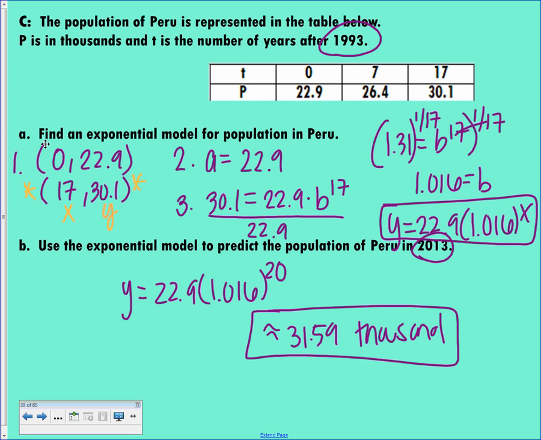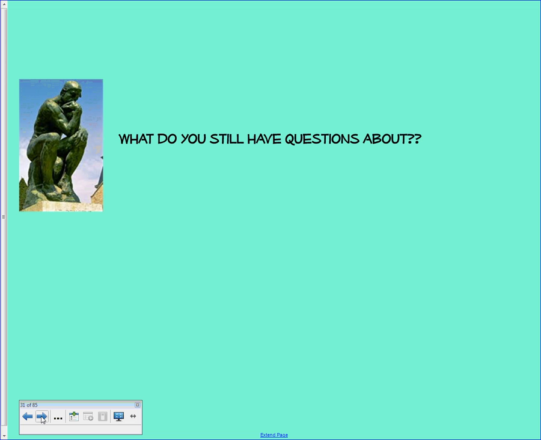Okay, so that was fitting a model to data. Take a minute, write down what you're not sure about. Okay, for this question in the class tomorrow.